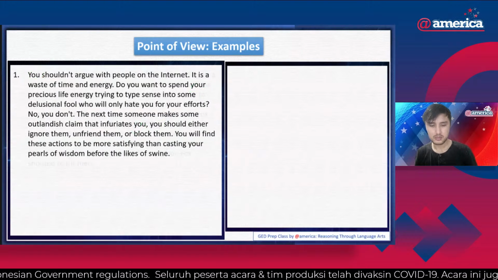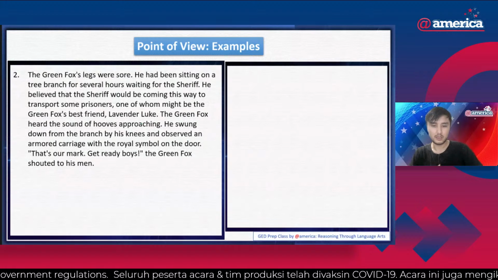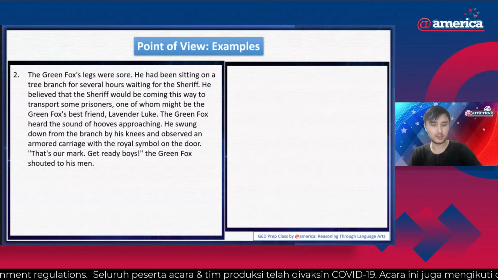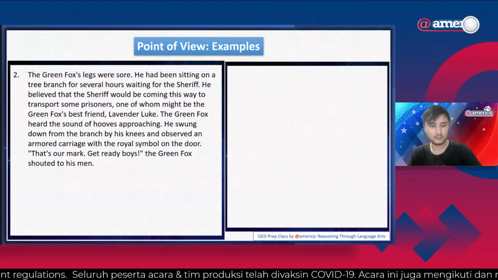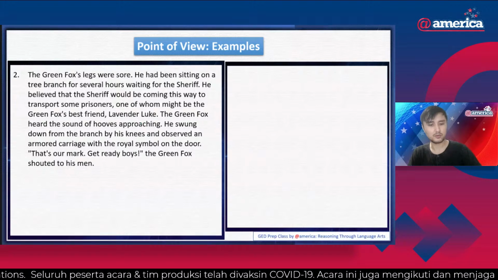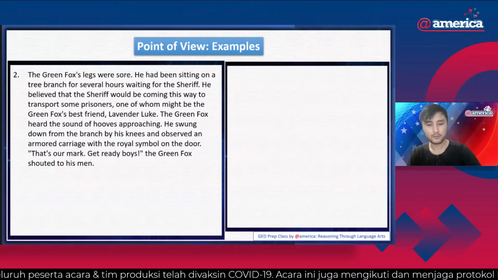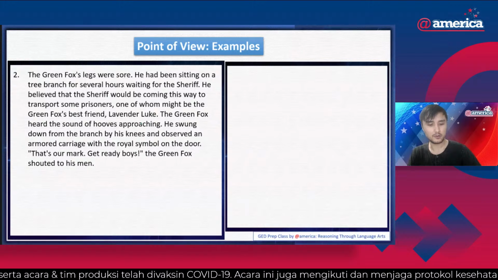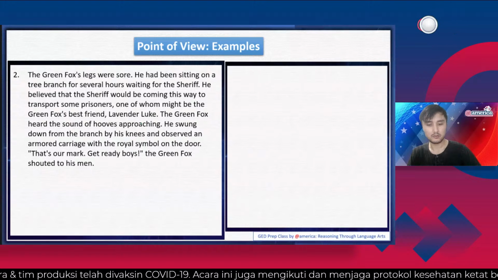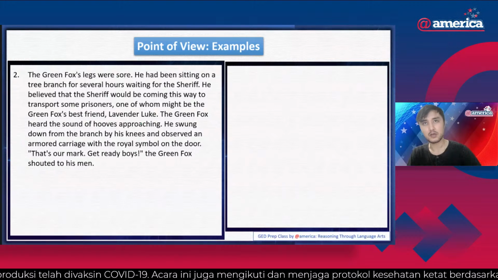The next example: The Green Fox's legs were sore. He had been sitting on a tree branch for several hours, waiting for the sheriff. He believed that the sheriff would be coming this way to transport some prisoners, one of whom might be the Green Fox's best friend, Lavender Luke. The Green Fox heard the sound of hooves approaching. He swung down from the branch by his knees and observed an armored carriage with the royal symbol on the door. "That's our mark. Get ready, boys," the Green Fox shouted to his men.